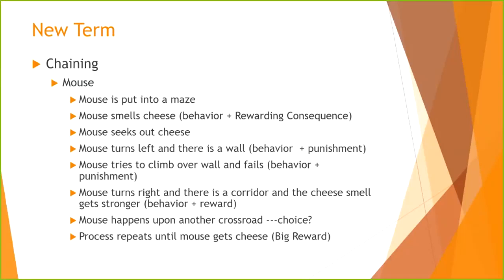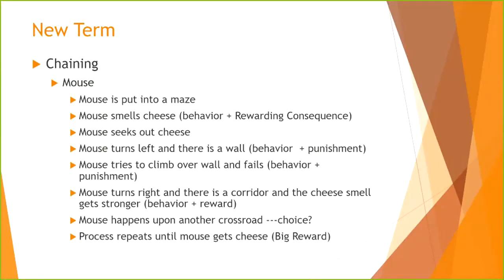The mouse turns left and there's a wall. So turning left was the behavior, and the punishment was the wall. He's like, oh crap, I can't go this way. He tries to climb over the wall and fails. Again, climbing, punished. He turns right and there was a corridor and the cheese smell gets stronger. He's like, I'm on the right track now. You like how the mice think and talk in English, don't you? Anyway. So the mouse happens along another crossroad after he ran down that corridor towards the cheese smell and it got stronger.